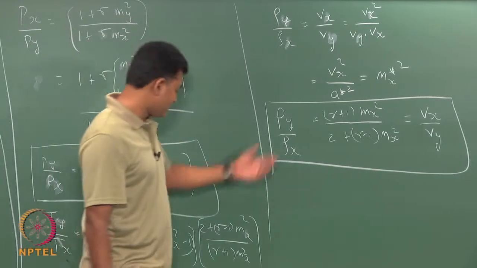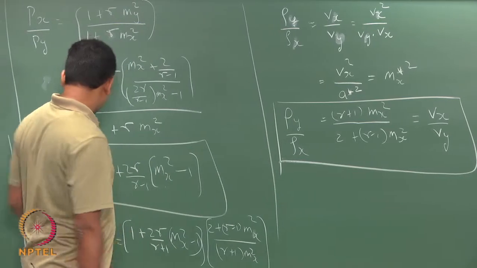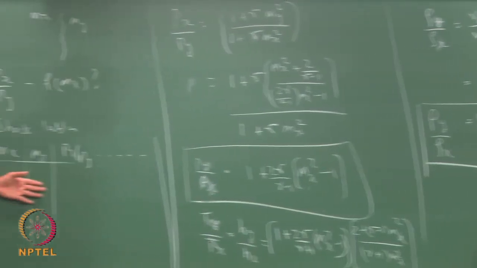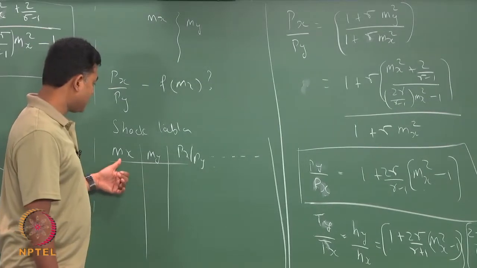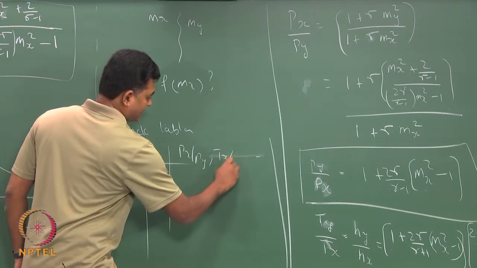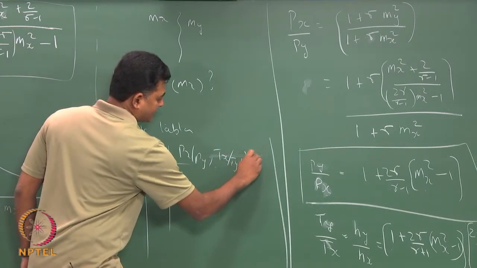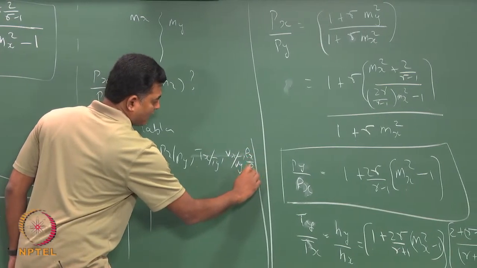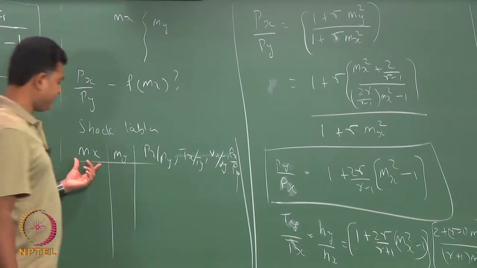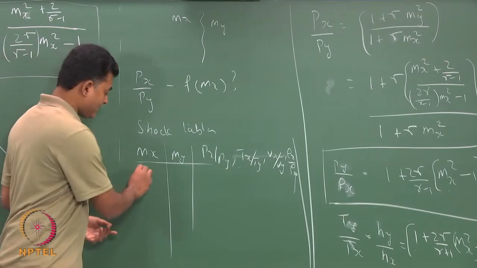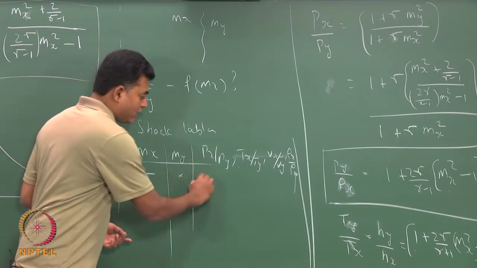So, now I have written these. If you look at the tables which I was talking about, I have written all these ratios, Tx by Ty, Vx by Vy, rho x by rho y, all in terms of my Mach number before the shock. So, if I know the Mach number before the shock, I get all these values.